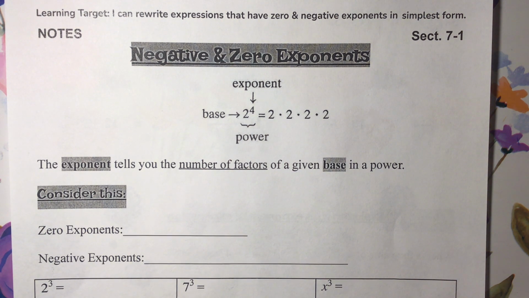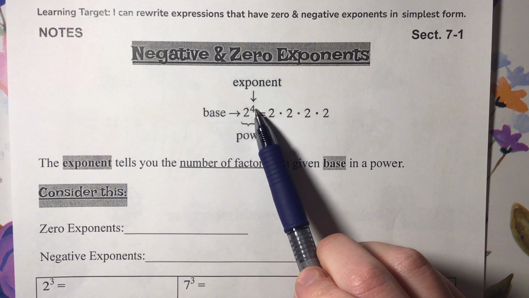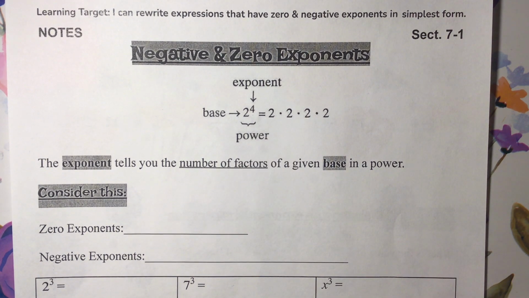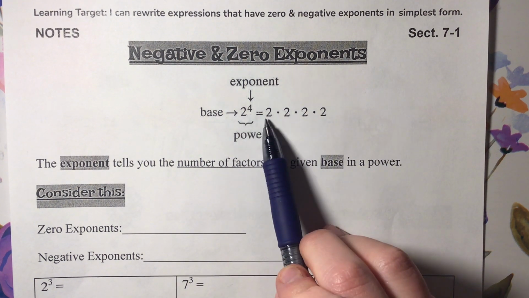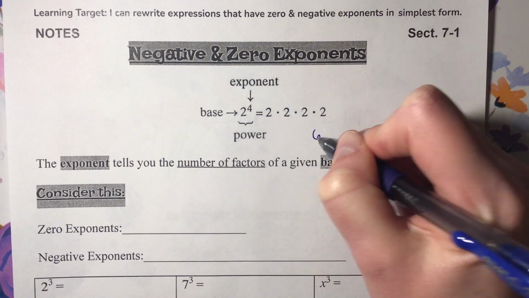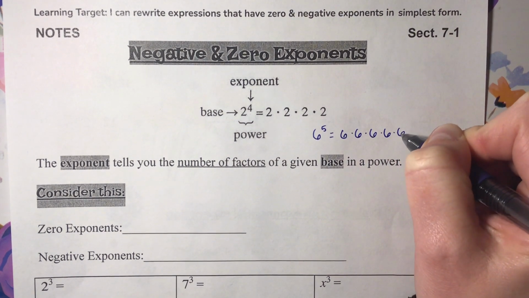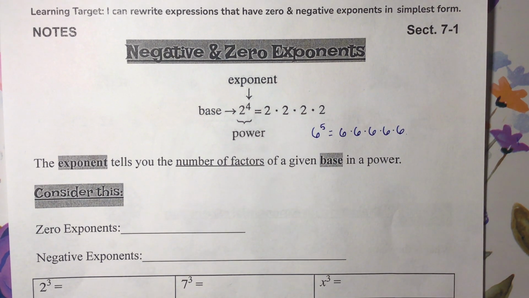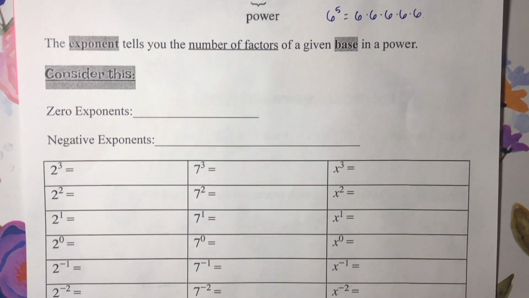So let's just begin with what an exponent is. An exponent is that little number that's written above and to the right of a larger base number, and it tells you how many times you multiply it by itself. So this is 2 to the 4th. That means 2 times itself 4 times. Or if we had 6 to the 5th, that would mean 6 times itself five times. So an exponent tells you the number of factors of a given base in a power.